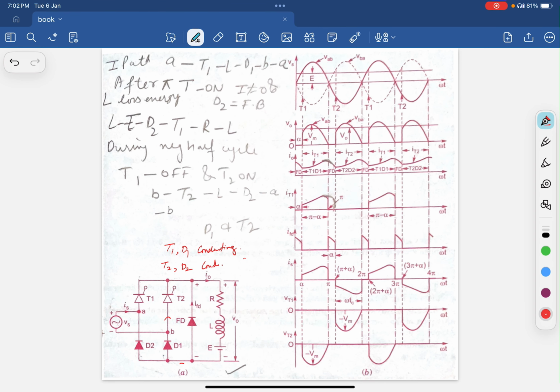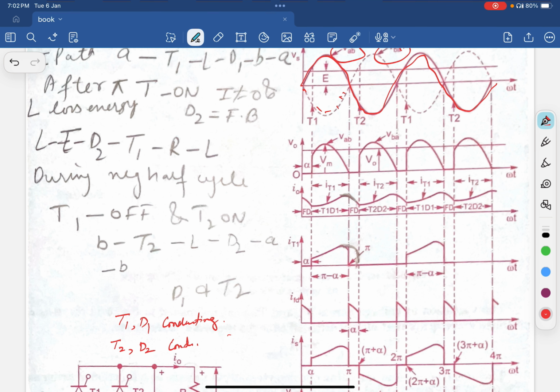So this is the source voltage Vs. It rises, then it falls, rises and then it falls. Its name is VAB. The dotted line is VBA. If you look at the source voltage Vs and at the same time the output voltage, after a firing angle delay of alpha, we triggered it. We have observed that the output waveform is the same as the source voltage with the angle delay alpha. Same you can observe here also, it is V naught.